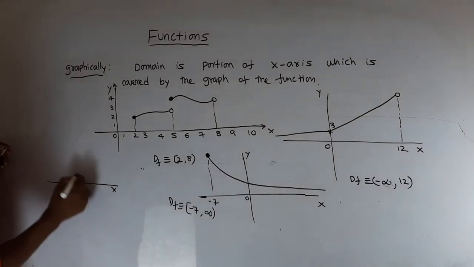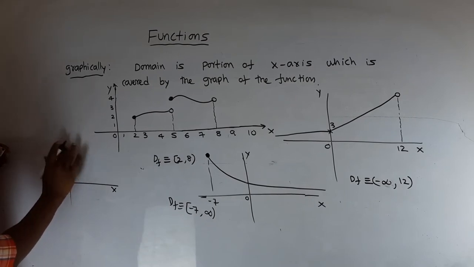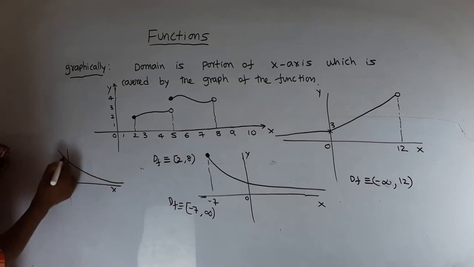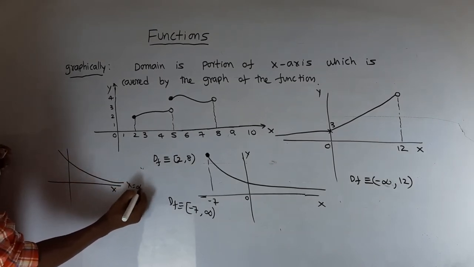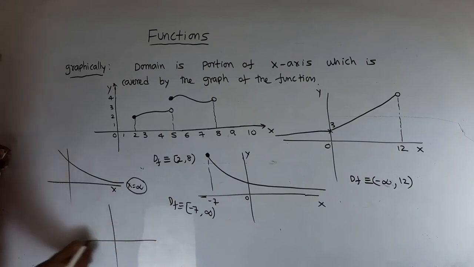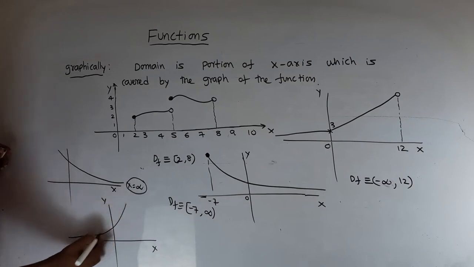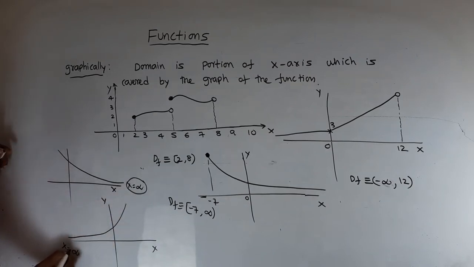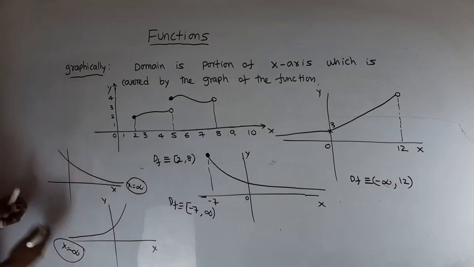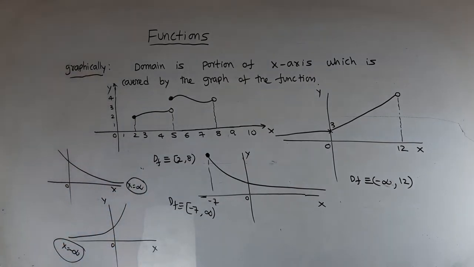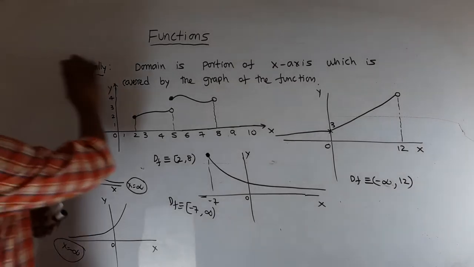This is x-axis, y-axis. Here this graph approaches infinity, x equals infinity. X-axis, y-axis. This graph approaches x equals minus infinity. Minus infinity. Next, we are going to discuss about domain. Domain is over. Next, we are going to discuss range.